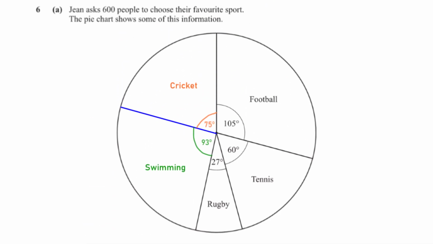Using a protractor, we measure an angle of 75 degrees and label the sector as cricket. The other sector would be for swimming. When we subtract the sum of 75, 105, 60 and 27 from 360, we get the sector angle for swimming to be 93 degrees.